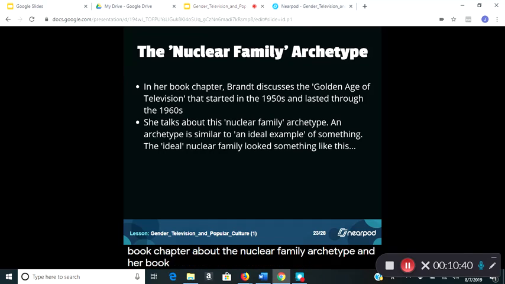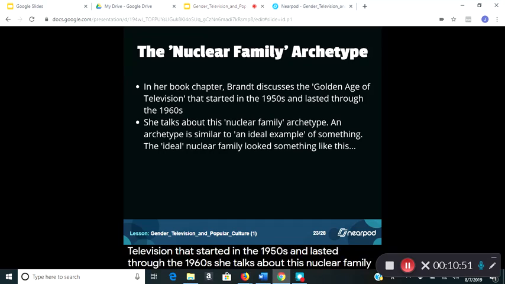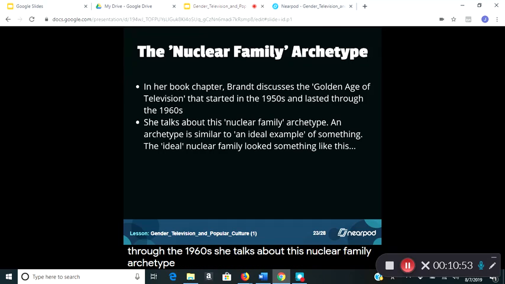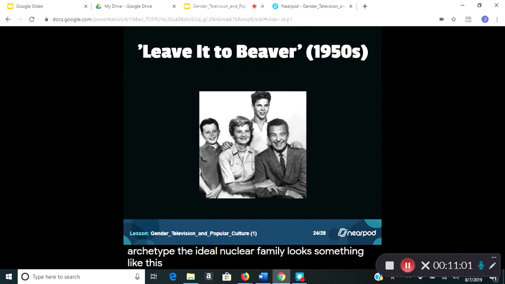In her book chapter, Brandt discusses the golden age of television that started in the 1950s and lasted through the 1960s. She talks about this nuclear family archetype. An archetype is similar to an ideal example of something. The ideal nuclear family looks something like this. Leave It to Beaver from the 1950s.